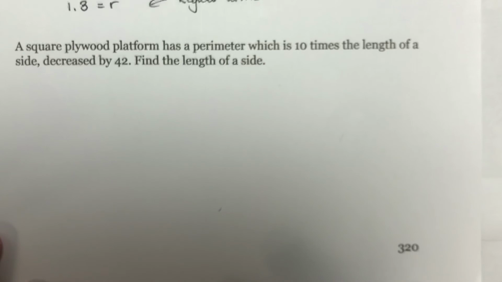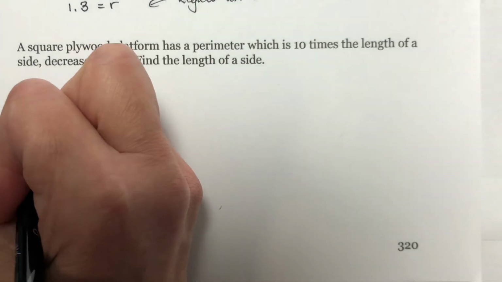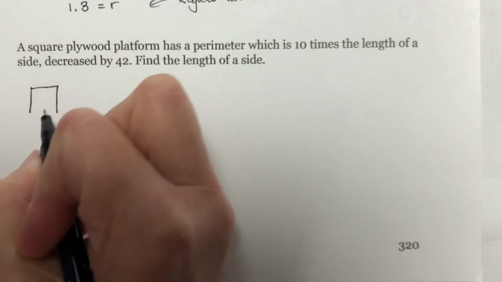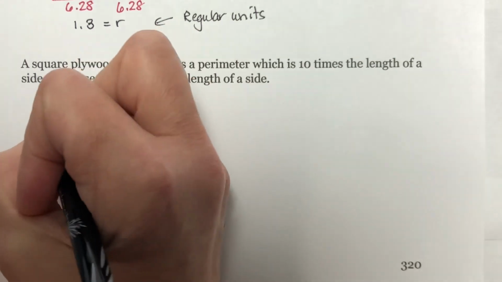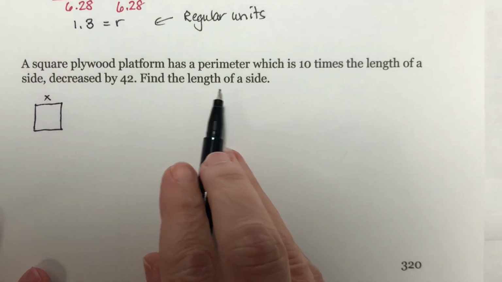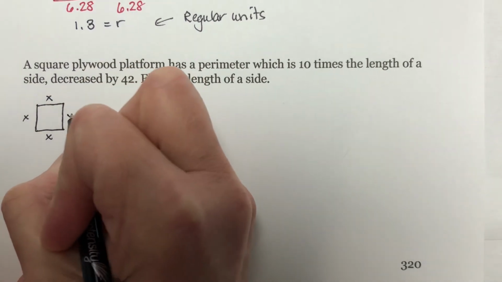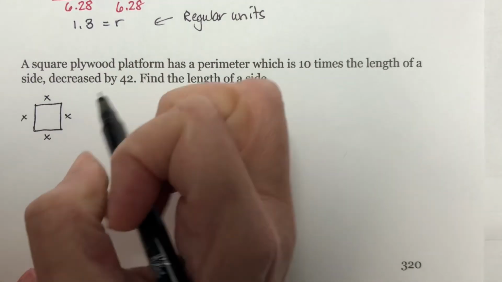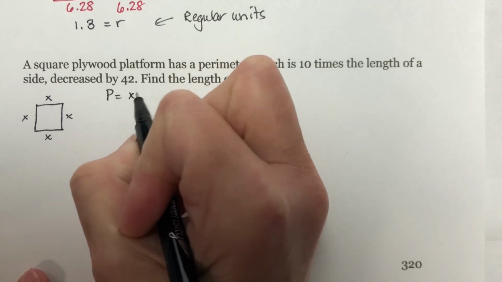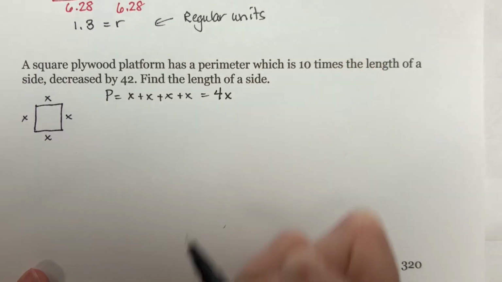Anytime you have a geometry problem, anytime you're not given a formula and you're dealing with some sort of geometric figure, you want to draw a picture. So I'm going to draw what I think is a square, even though it's not beautiful. What do we know about squares? I don't know the length of that side. That's what I'm looking for. Find the length of a side. What I know about squares is that all the sides are the same. x plus x plus x plus x. That's going to be my perimeter, the distance around, which means it is 4x.